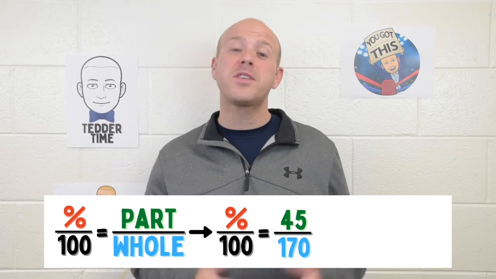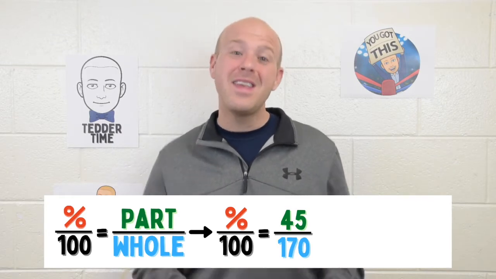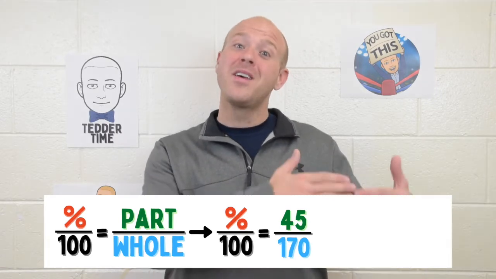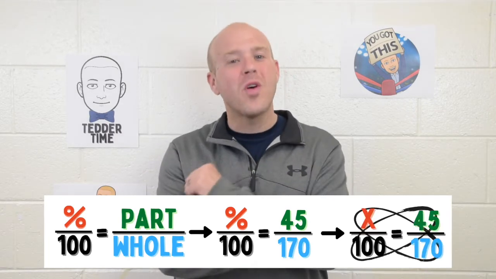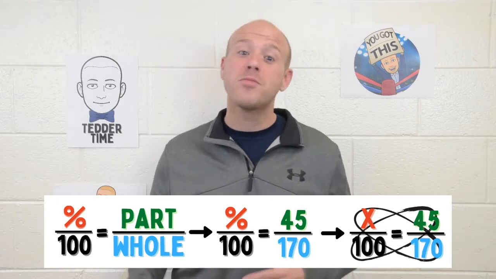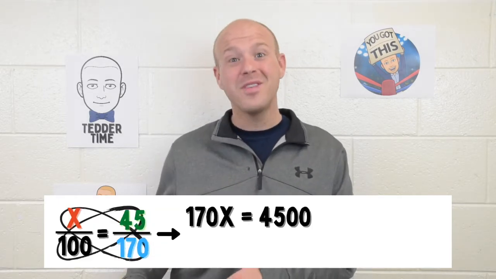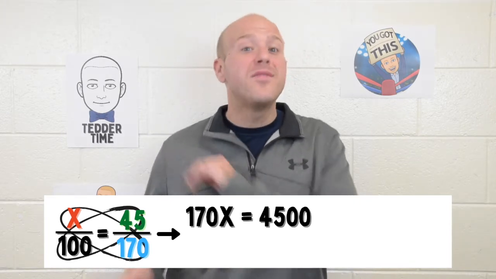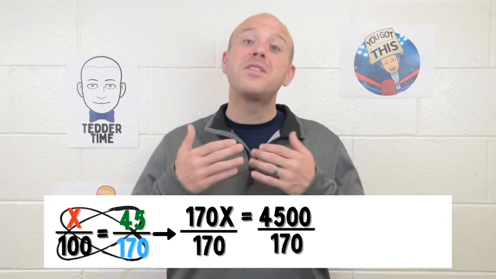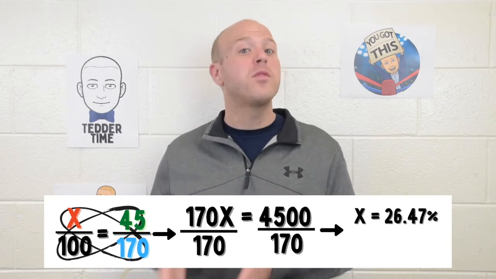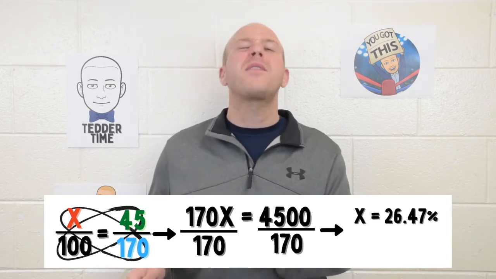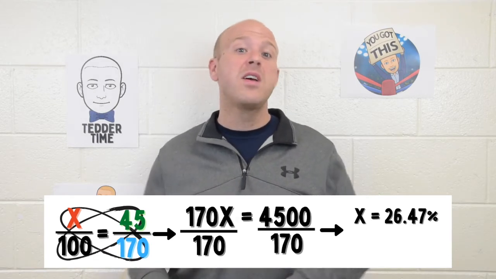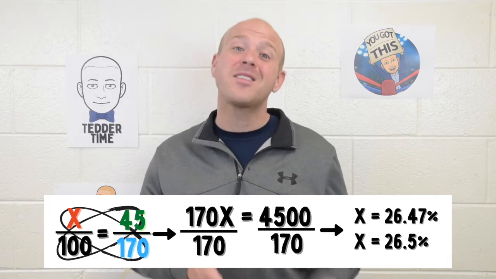All right, so we don't know the percent, so we're going to put x over 100 equals 45 over 170, because that's part over whole. And then we just cross multiply. So we do 45 times 100, which is of course 4,500, and 170x. Divide by 170, and you see that x is 26.47%. But let's round that to the nearest tenth. Because the number behind 4 is greater than 5, we're going to bounce that up, and it's 26.5%.